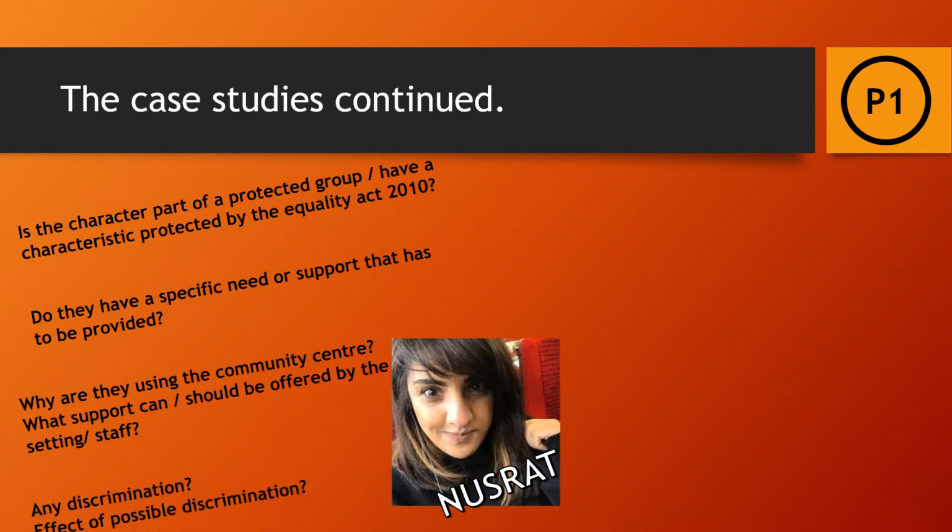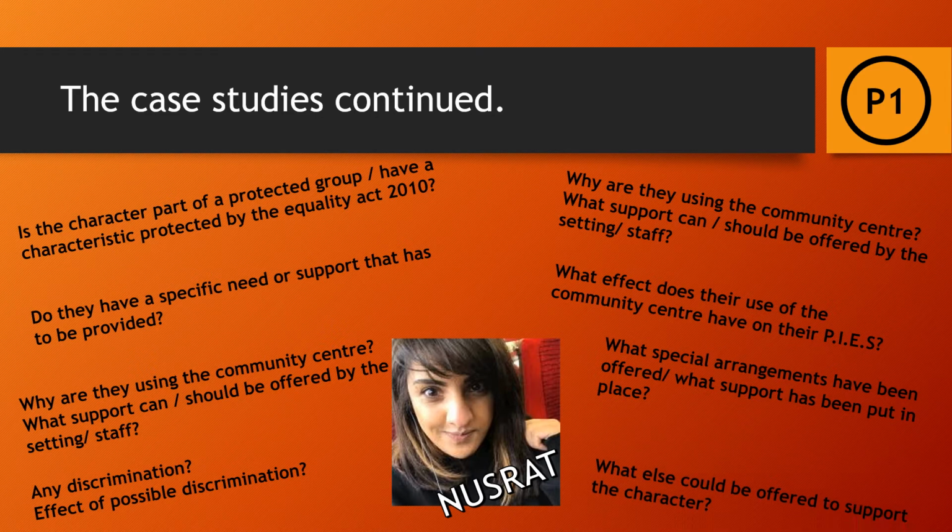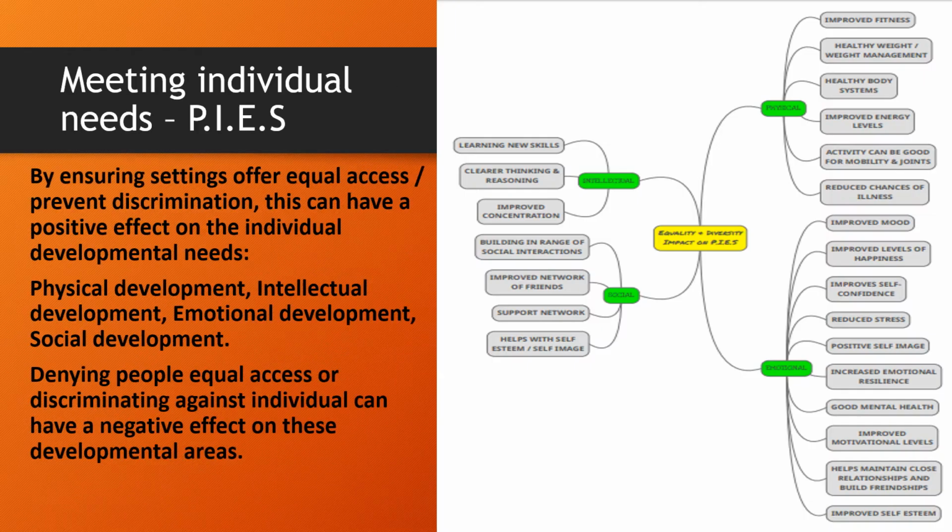And when you're thinking about your case studies, when you've chosen your two characters, think about these kinds of questions. What is their story? What is their issue? Are they part of a protected group? Have they got a specific need? Why are they using that community centre? What are the staff doing to help? Could they be facing any discrimination? Or what effect might discrimination have on them? How does it relate to their PIES, their physical, intellectual, emotional and social needs? Are there any special arrangements that have been put in place? And what else could be done to help each character?